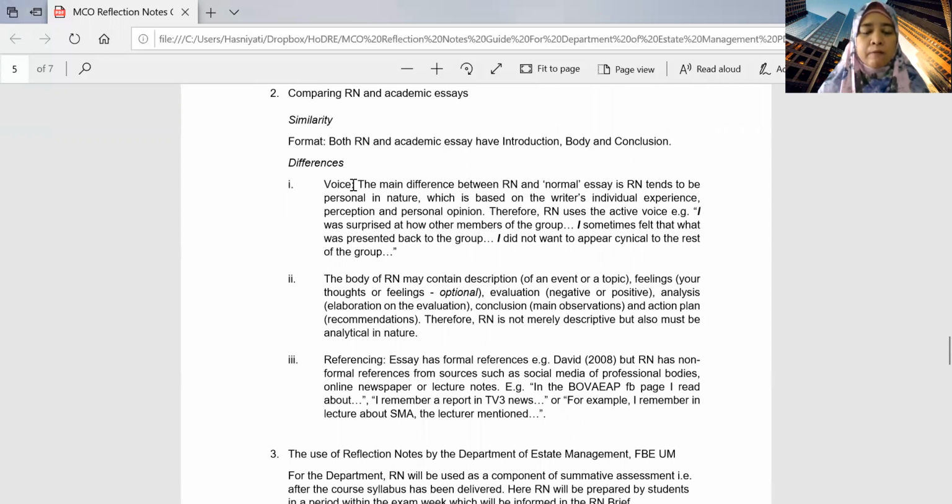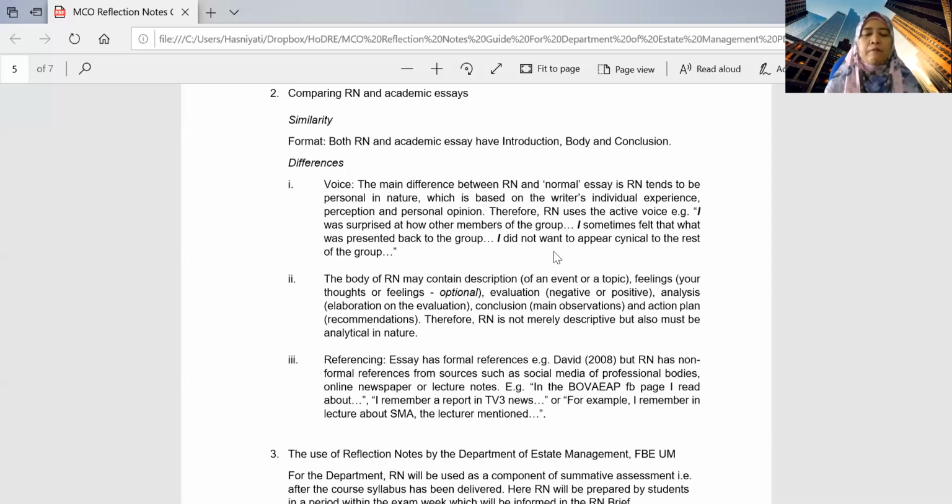The first one is the voice. The main difference between RN and a normal essay is that RN tends to be personal in nature, which is based on the writer's individual experience, perception, and personal opinion. So it means that you have to use the first person voice, the active voice. For instance, here you can find some examples, such as I was surprised at how other members. I sometimes felt. I did not want to appear cynical.